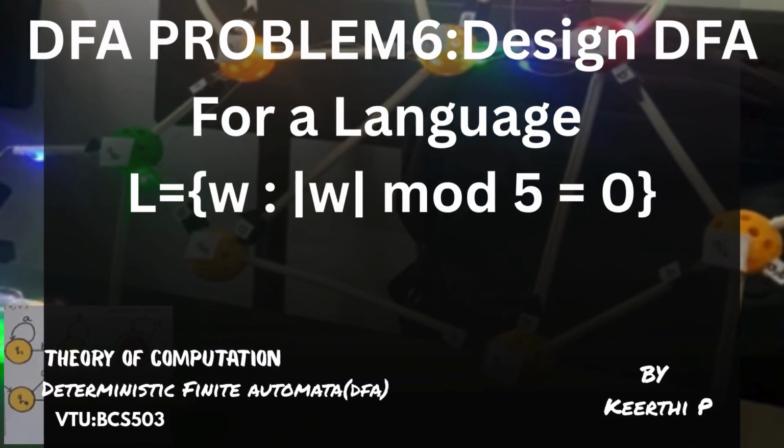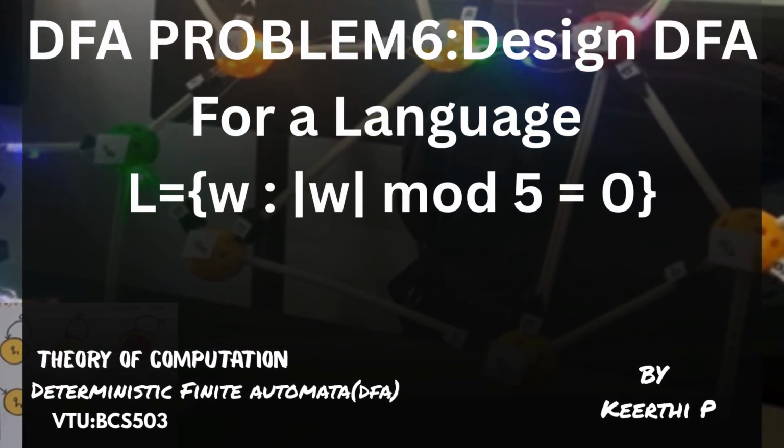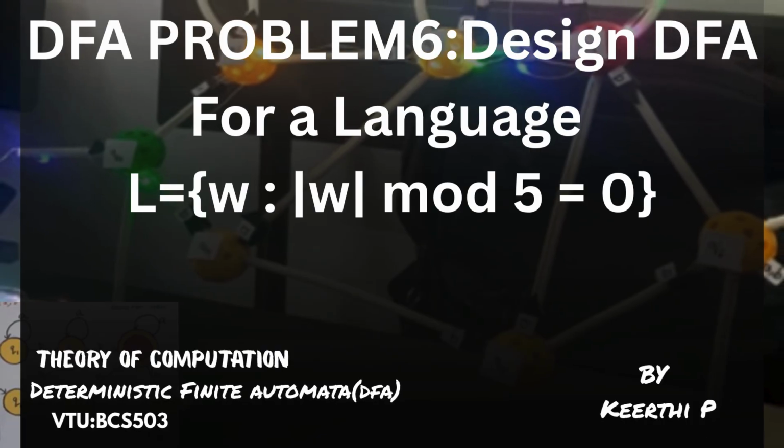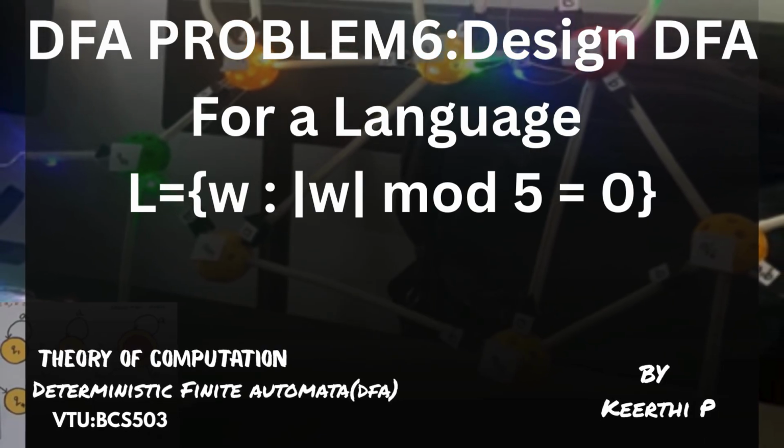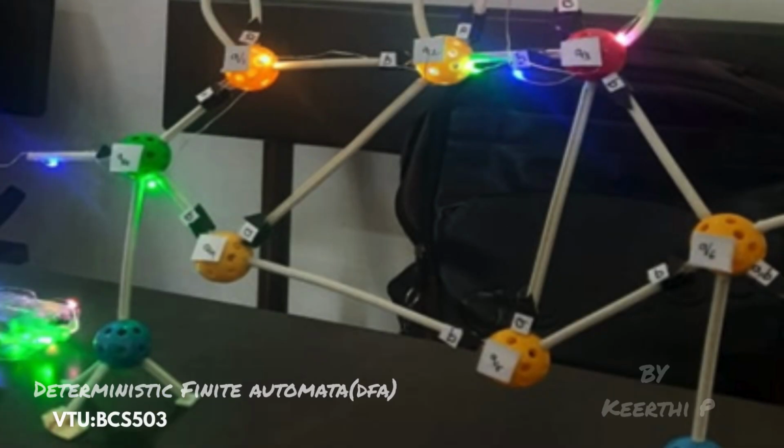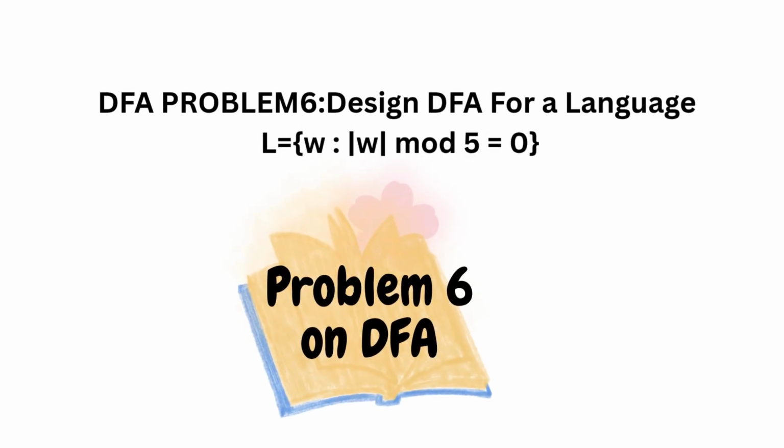Hello everyone. Today we are going to discuss our sixth problem, that is designing a DFA for a language W such that modulus W mod 5 equals 0. Let's start our sixth problem.